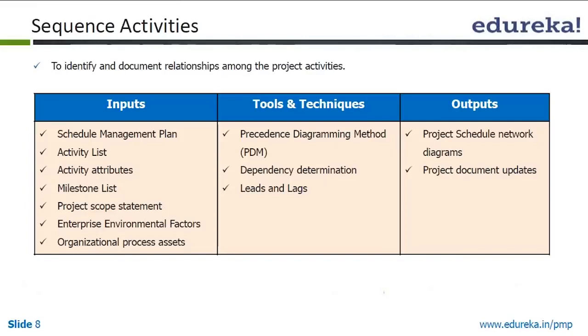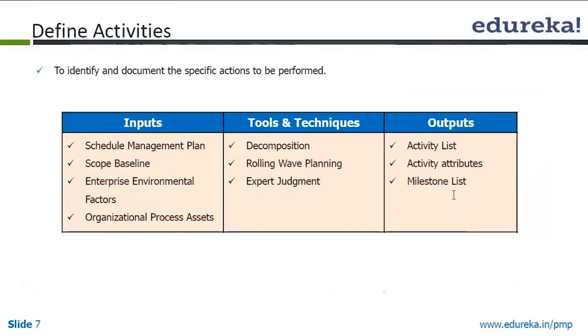So the schedule management plan, activity list, activity attributes, milestone list, project scope statement, EEF and OPA are the inputs. And what are the tools and techniques? The PDM, or the precedence diagramming method, is one of the tools. Dependency determination is a tool and technique. And we talked about leads and lags. We have seen what is lead and what is lag. And what is the output? The project schedule network diagram and the project document updates.